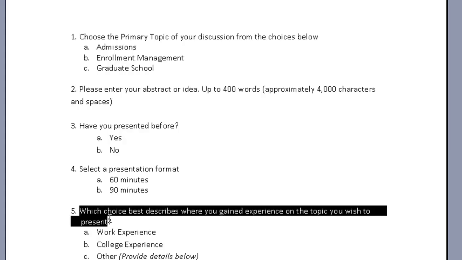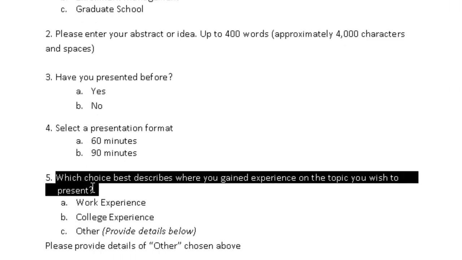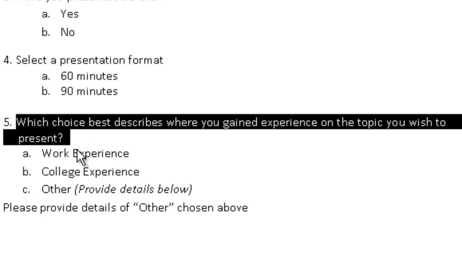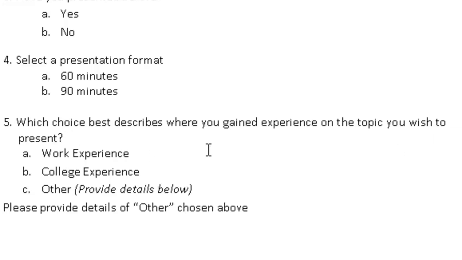And this is where I wanted to show you how to do a parent-child type question. You can see the question that is, which choice best describes where you gained your experience in the topic you wish to present? And then it gives you three choices. Third choice being other. Maybe we don't know what that could be, so we've set it up where we can provide a blank field below this question set, which would be a child question, or should I say child answer, in the event that they chose other.